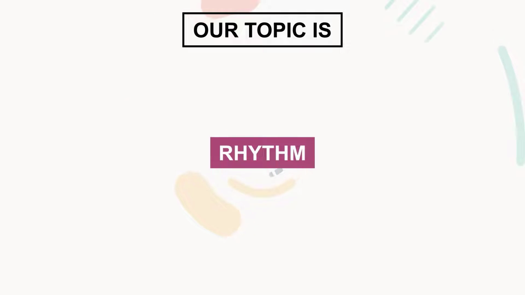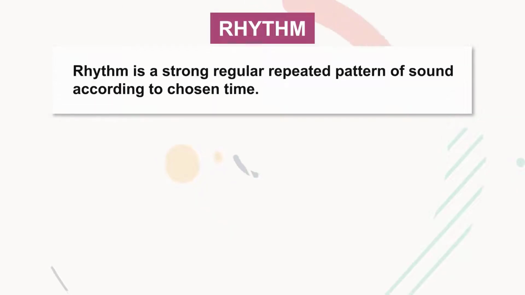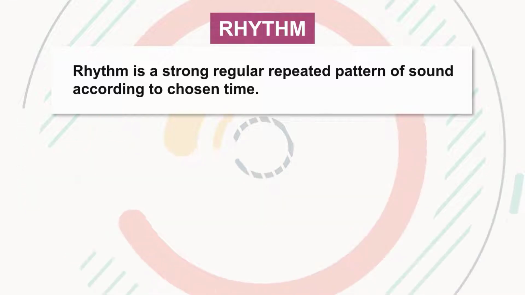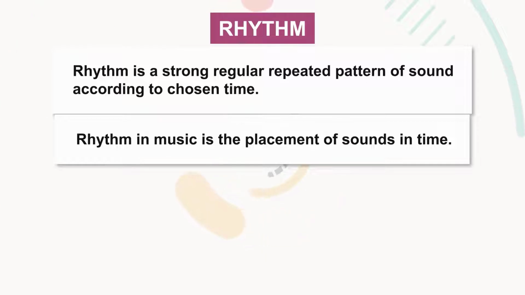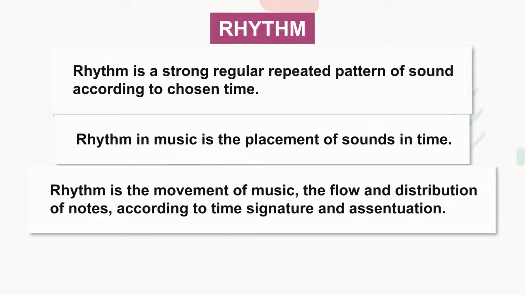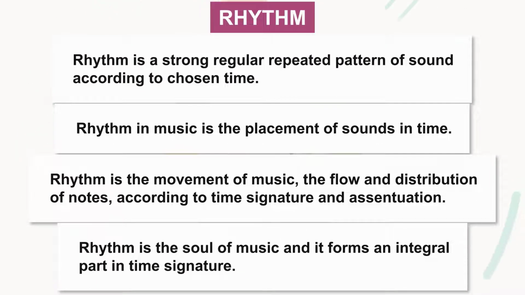In today's class, our topic is rhythm. What is rhythm? Rhythm is a strong, regular, repeated pattern of sound according to chosen time. Rhythm in music is the placement of sounds in time. Rhythm is the movement of music, the flow and distribution of notes according to time signature and accentuation. Rhythm is the soul of music, and it forms an integral part in time signature.